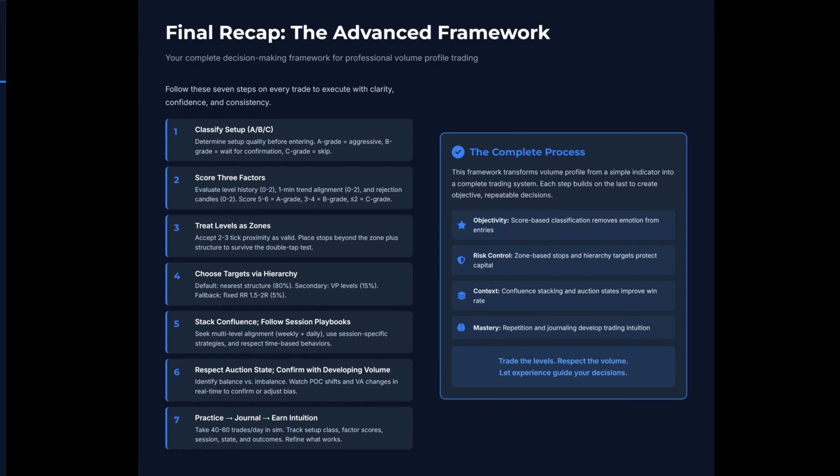Confluence Type 2, Session Timing. Trade during high-volume sessions. New York regular hours from 9:30 a.m. to 4 p.m.